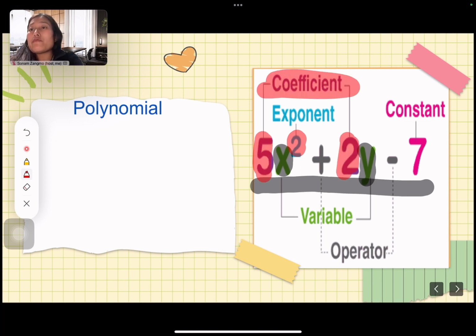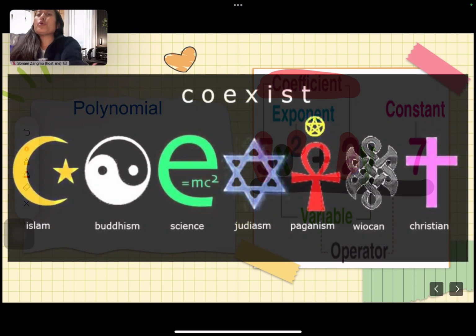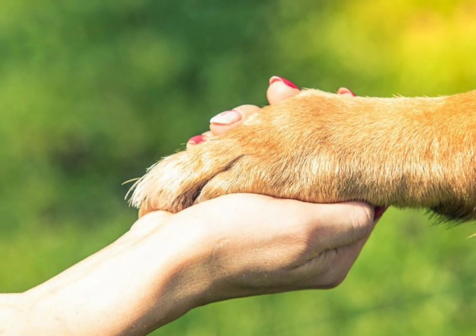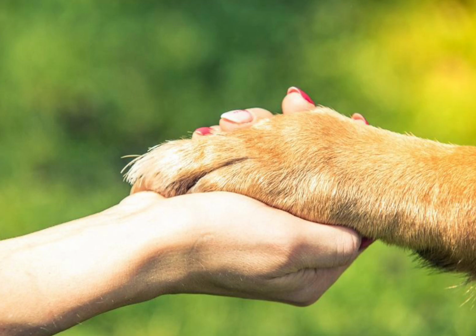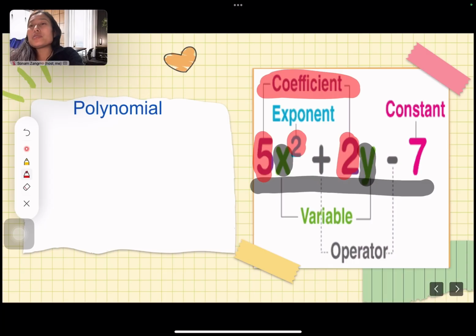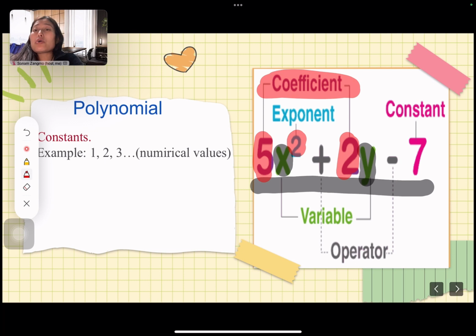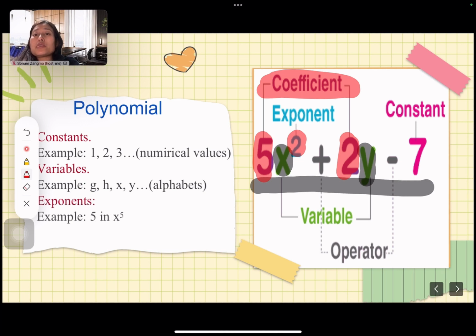So coefficient, an easy way to remember is, the meaning of coexist means you exist together, right? Human beings coexist with animals. So likewise, a number coexists with a variable. So coefficient means which is multiplied with the variable. So constants are numerical values without variables. Variables are alphabets, and exponents are numbers which are raised to a base.